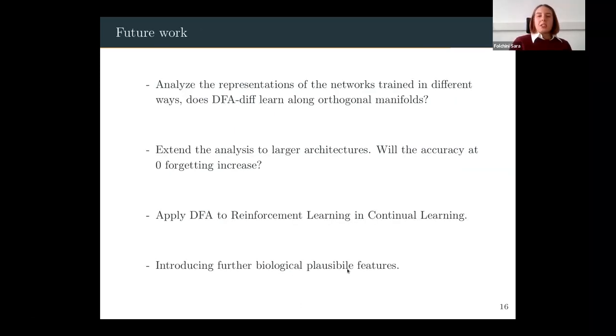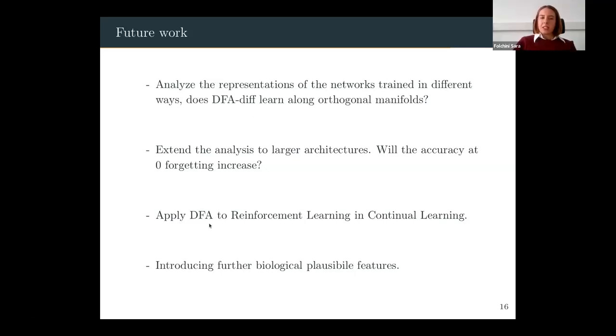Future directions will be, first of all, increasing the size of the network to see if, with more and more layers at zero forgetting, we can have larger accuracy. Second, we are planning to apply the same similarity measure we applied to the datasets to the representations of the network in the intermediate layers, to see, for example, if representations in DFA same are kept more similar with respect to the representations in DFA diff.